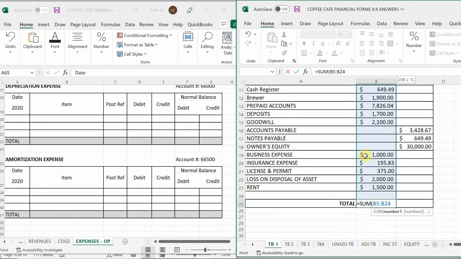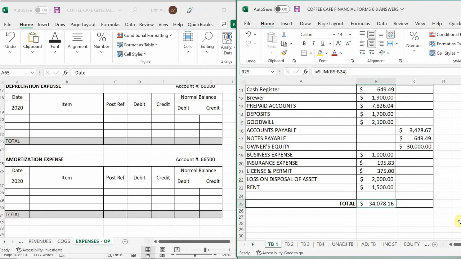So my business expense for $1,000, insurance for $195, license and permit for $375, my loss on disposal of asset for $2,000, and rent for $1,500 should give me a grand total of $34,078.16. Okay, right? And of course, I'm also able to copy this formula across the board as well.